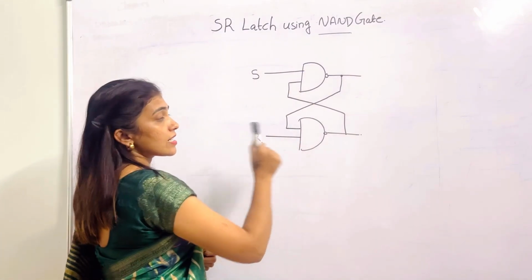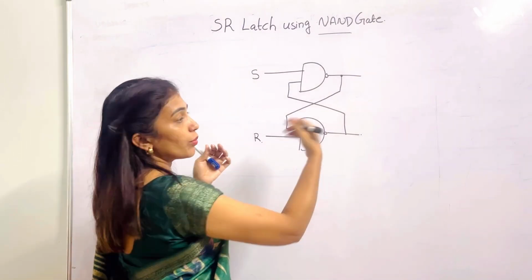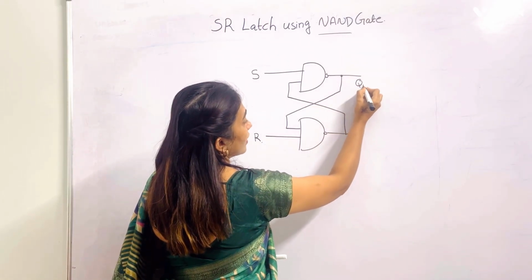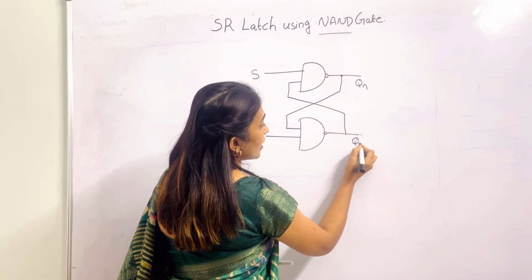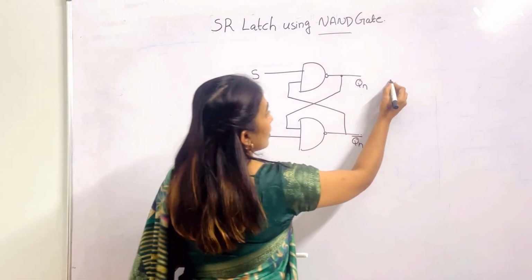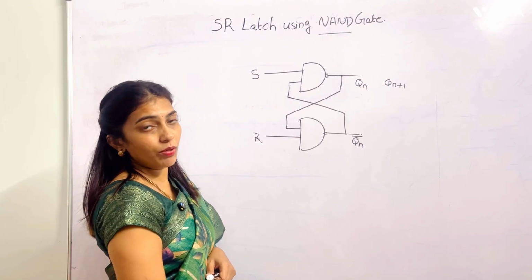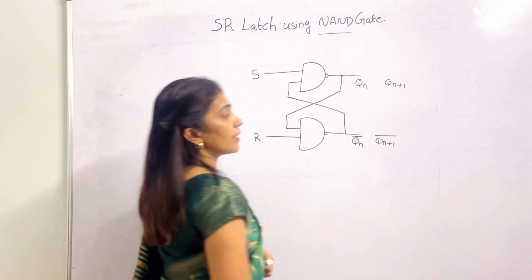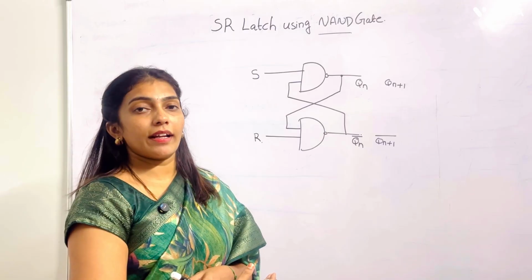So here we are using two NAND gates. For these two NAND gates, one input is set or reset, and the other input is from the output of the other NAND gate. The first NAND gate output, the present state output, is Qn. The second NAND gate output is Qn bar. Here we need to calculate the next state output, that is Qn plus 1, and in complementary form, Qn plus 1 bar. So this is the circuit diagram for the SR latch using NAND gates.